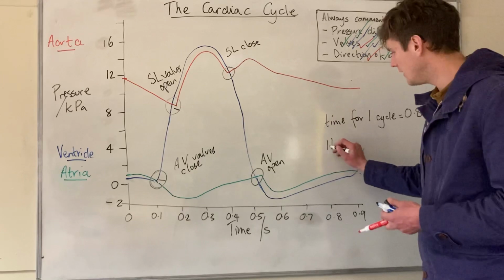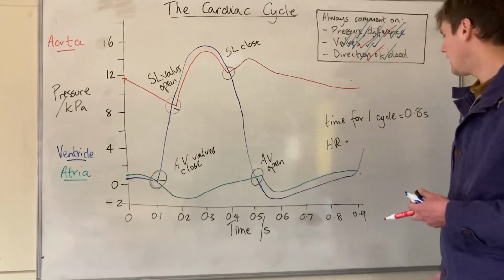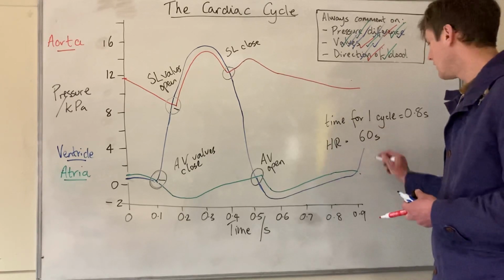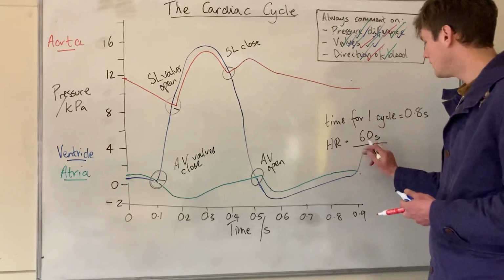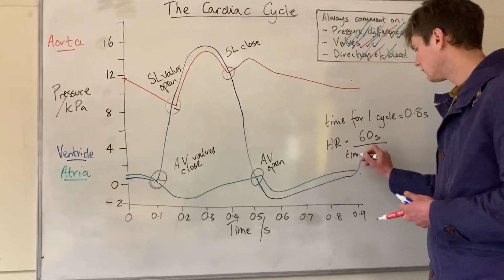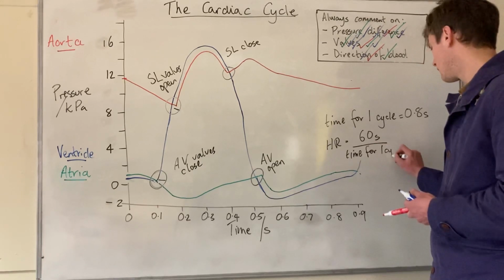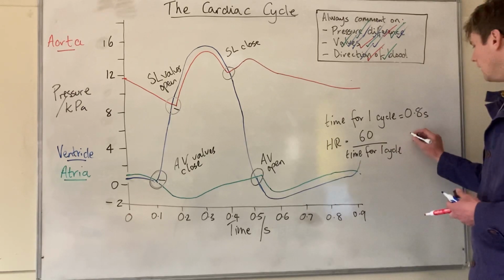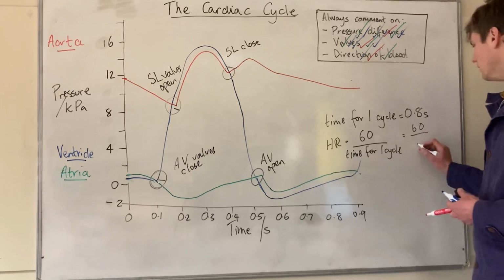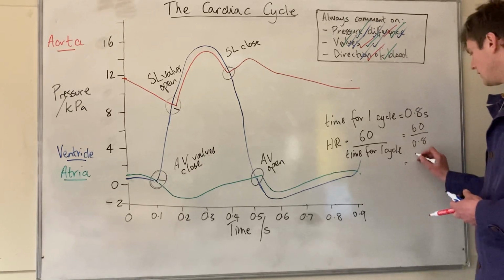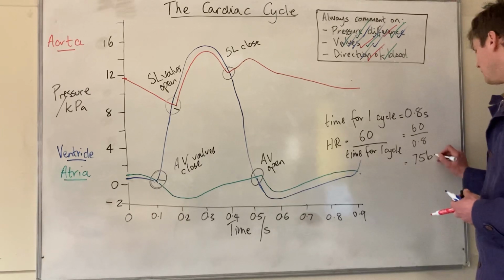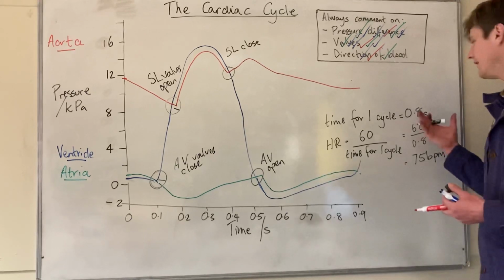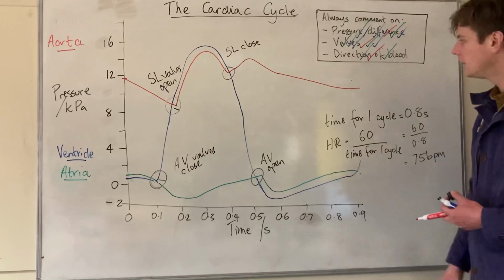Okay? With that, we can now calculate the heart rate. So to calculate the heart rate, it is the time in 1 minute, or 60 seconds, divided by the time for one cycle. Okay, so 60 in this example, 60 over 0.8 equals 75 beats per minute. Okay, and often that time for one cycle is 0.8 seconds if it's a human.